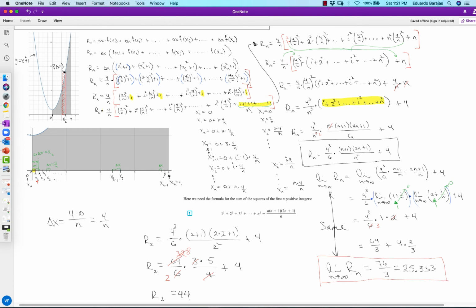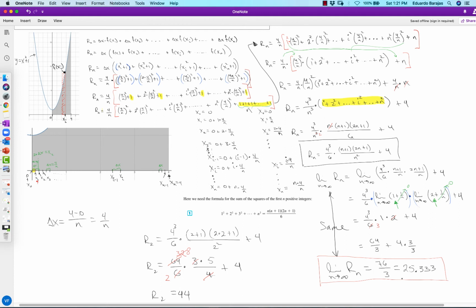So the gray area that we were after is now exactly equal to 25.33. When we had a formula of r sub n, we can get an approximation. The bigger the n value, the better the approximation, but it was always an approximation. But now when we let n go out to infinity, we get an infinitely close approximation. In fact, it's the exact answer.